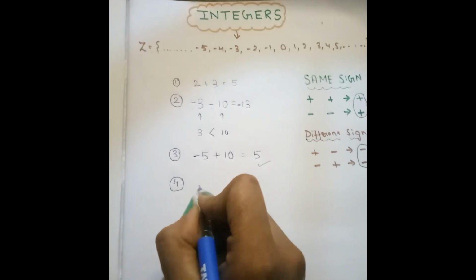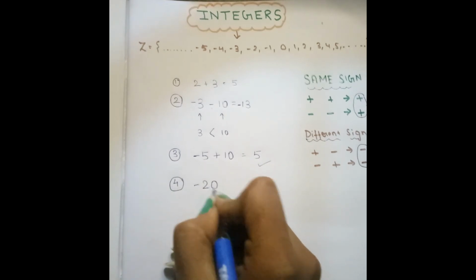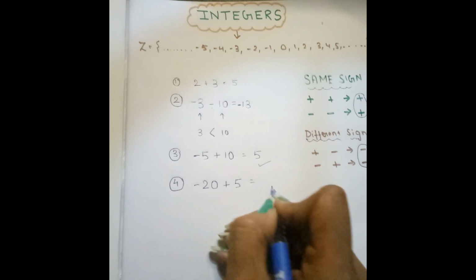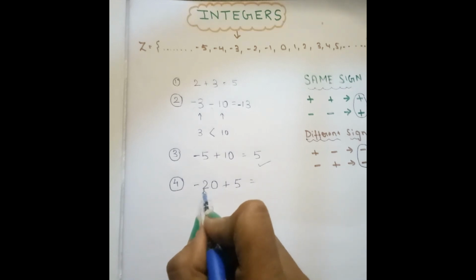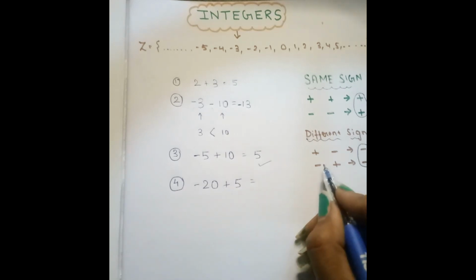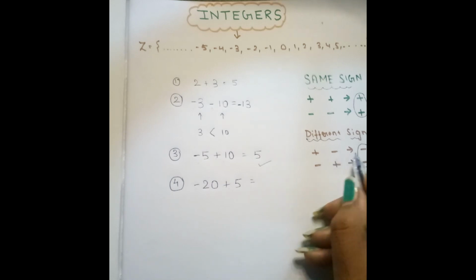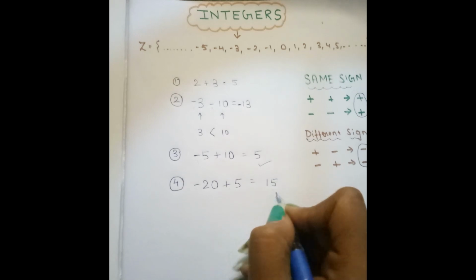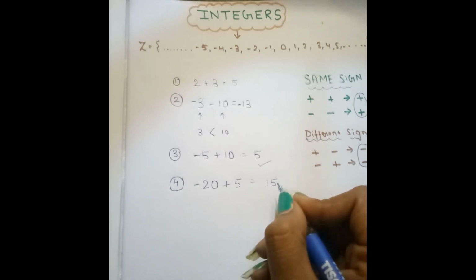So where we have -20 and then plus 5. Again, here you can see that the signs are opposite, minus and plus, right? Or different. So, when we have different signs, we do minus, so of course 20 minus 5 is 15. Just do the calculation part first and then decide the sign.